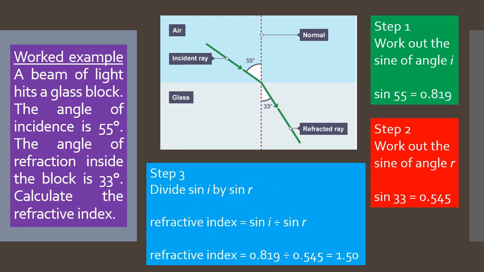Step 3. Divide sin i by sin r. Refractive index is equal to sin i divided by sin r. Substituting the values, we have 0.819 divided by 0.545. The refractive index is equal to 1.5.